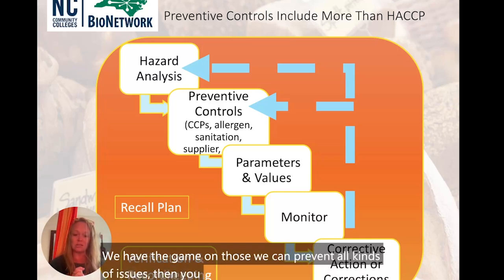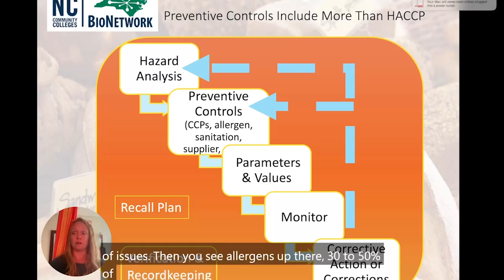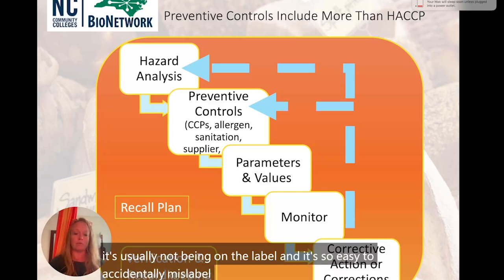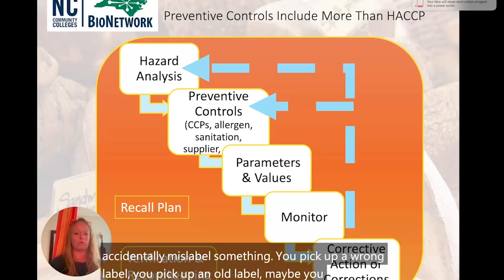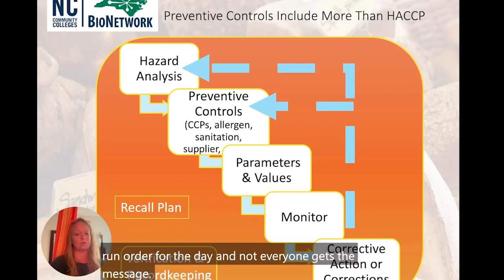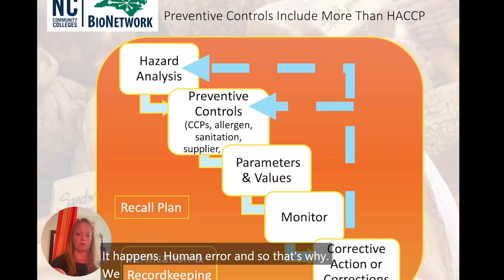Then you see allergens up there. 30 to 50% of recalls are caused by allergens. Generally speaking, it's usually not being on the label, and it's so easy to accidentally mislabel something. You pick up a wrong label, you pick up an old label. Maybe you change your run order for the day and not everyone gets the message. It happens, human error. And so that's why we have to put those tighter controls in place.